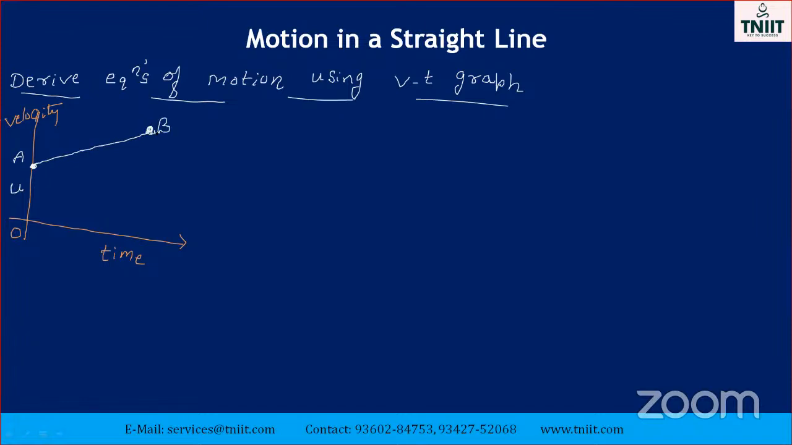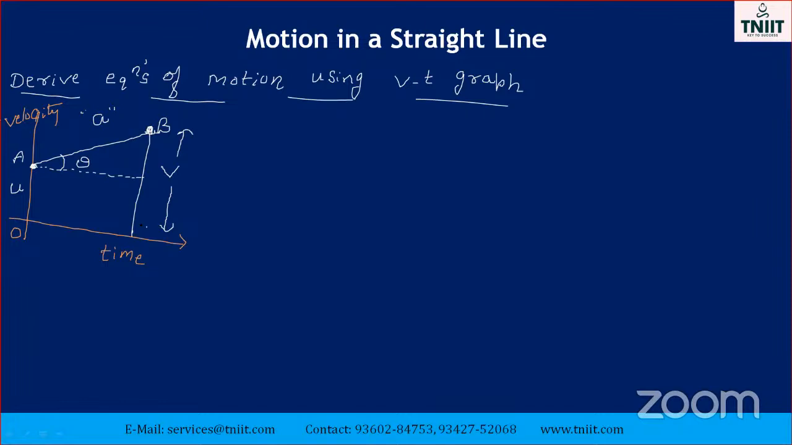till it reaches the final point B. Now, this final velocity is nothing but V. What is this V? V represents the final velocity. Now, I'm just going to drop a perpendicular line like this, where this makes an angle theta. The particle is moving with uniform acceleration A.